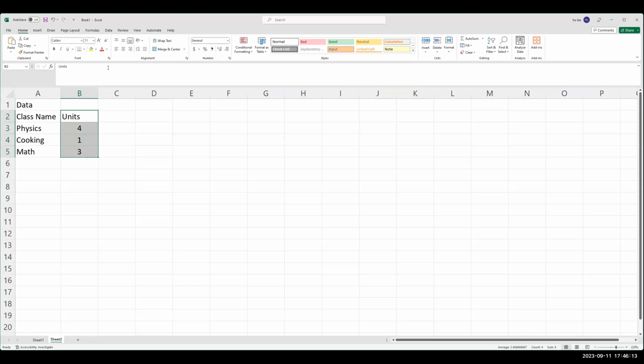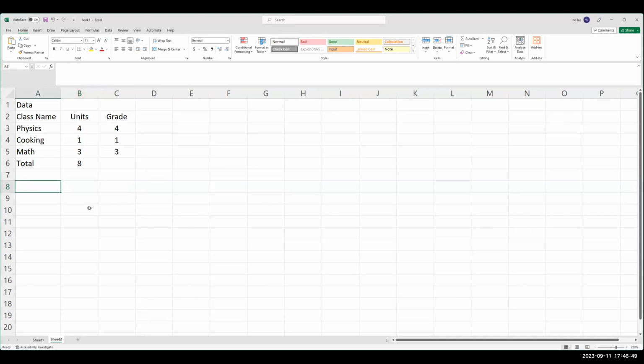And then the grade. The student got an A, so 4. Cooking was a D, so 1. And math got a B, so 3. Let's just do it that way. Okay, so total units. This is equal to sum, open parentheses, highlight all the data, close parentheses. That's the total units for the student for this one semester.